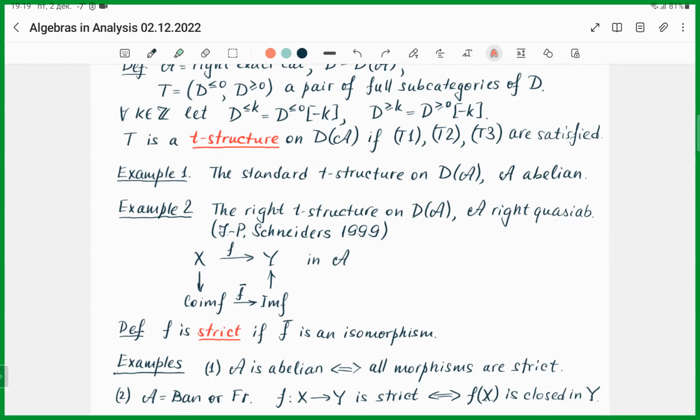But actually, we need only one of them. We need the right T structure. So to define the right T structure on D of A, we need a notion of a strict morphism.